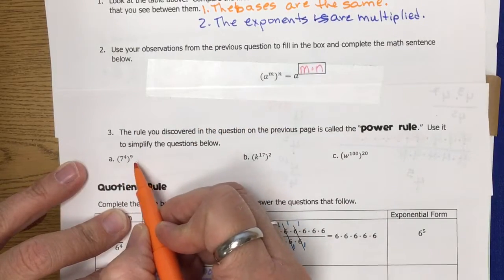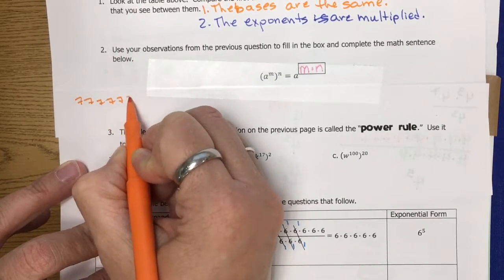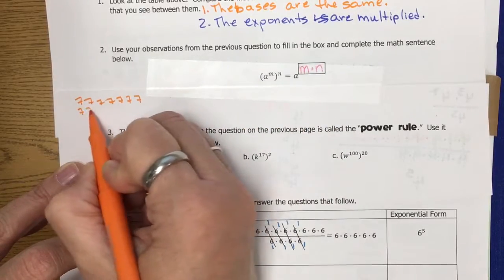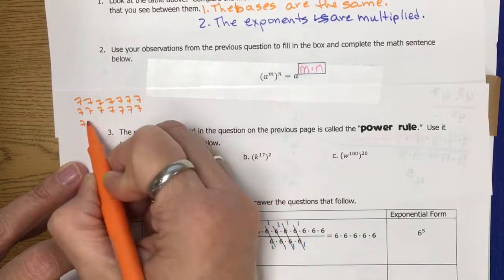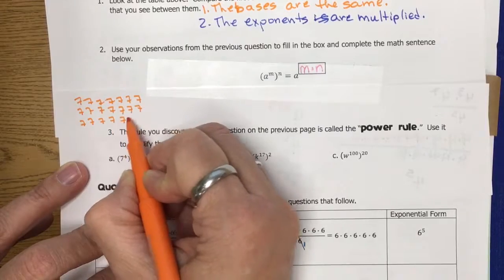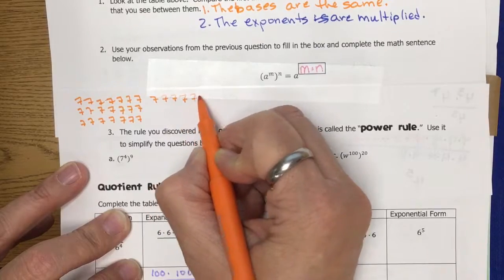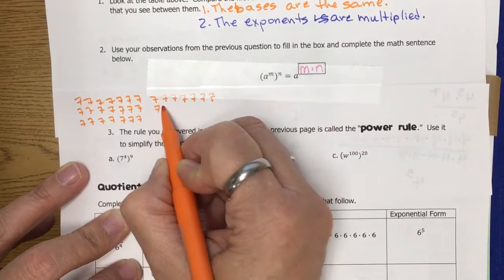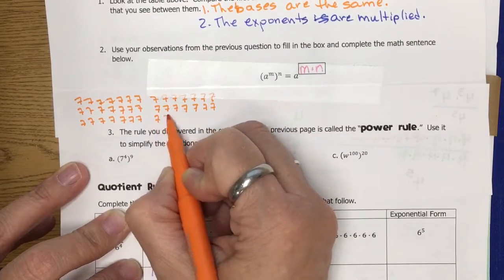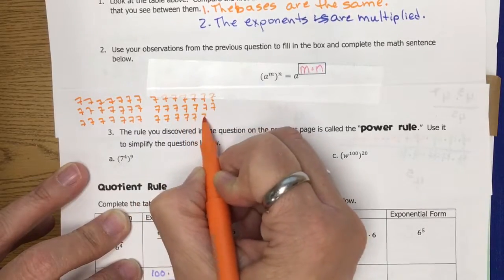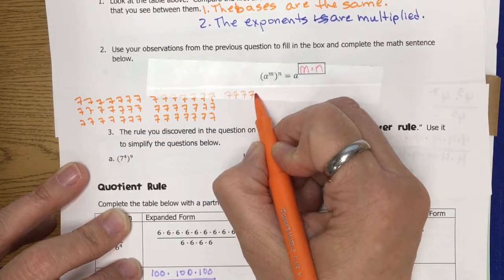So 7 to the 4th, 9 times. So 1, 2, 3, 4, 5, 6, 7. 1, 2, 3, 4, 5, 6, 7. Continuing to write it out again and again. Whew!